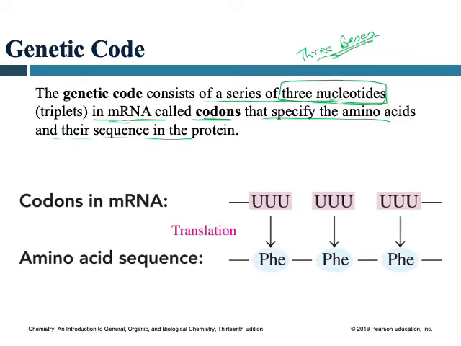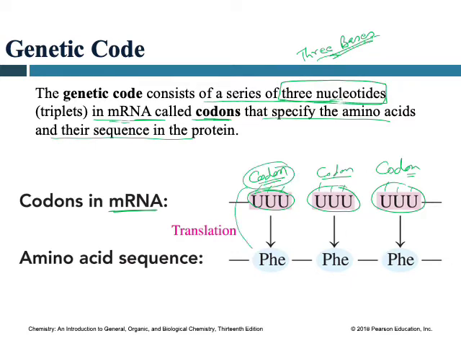Means if this is an mRNA molecule and this is the sequence that you have in mRNA, you have all these uracil. So these 3 bases together form one codon. These 3 again, another codon. These 3 again, another codon. So a codon is nothing, it's just the sequence of 3 nucleotides together, right? And we'll see how this codon is converted into amino acid.